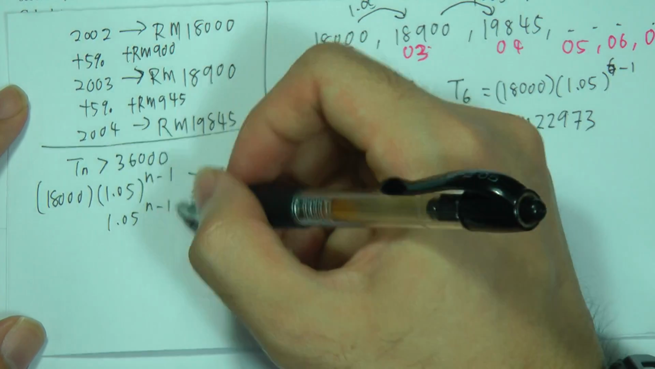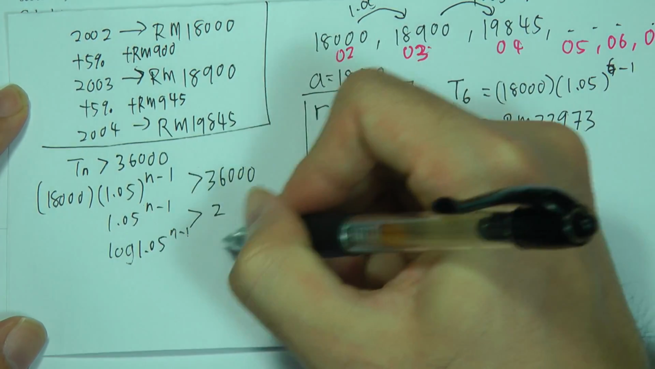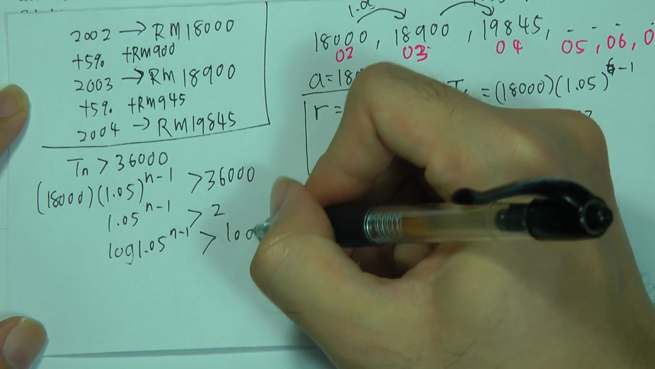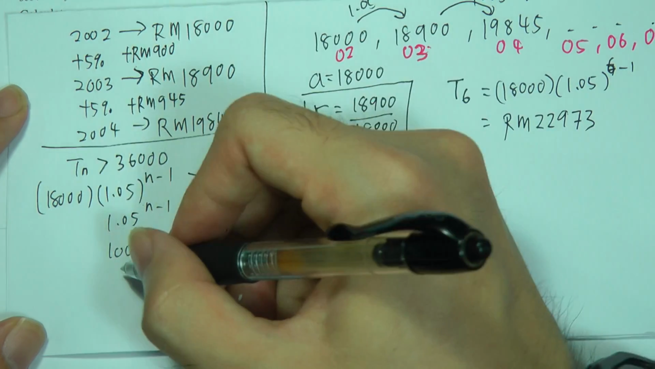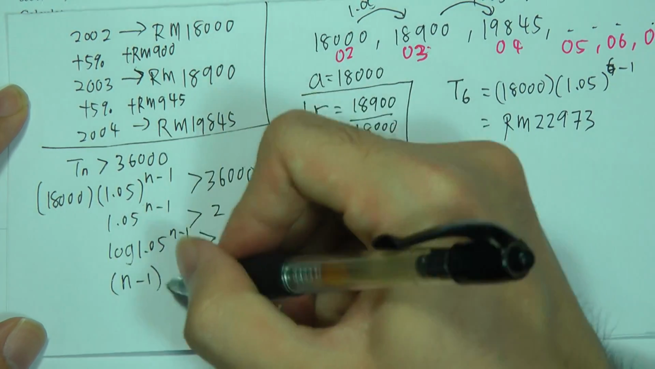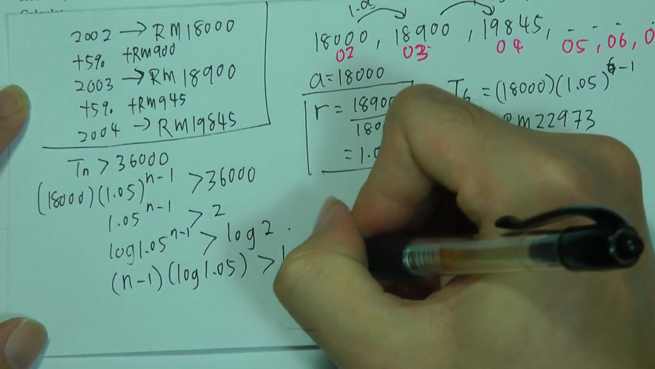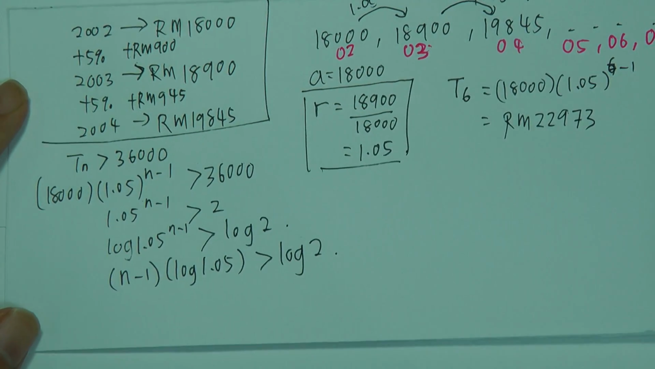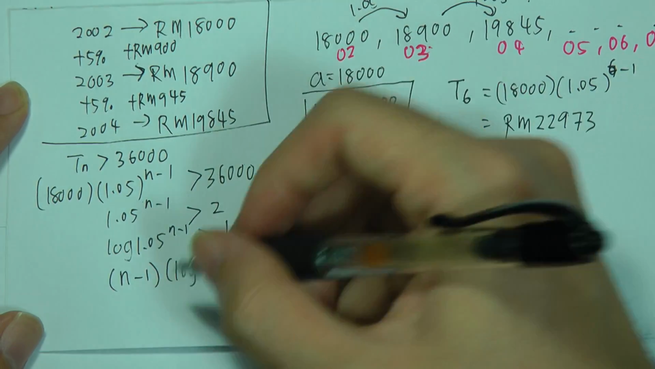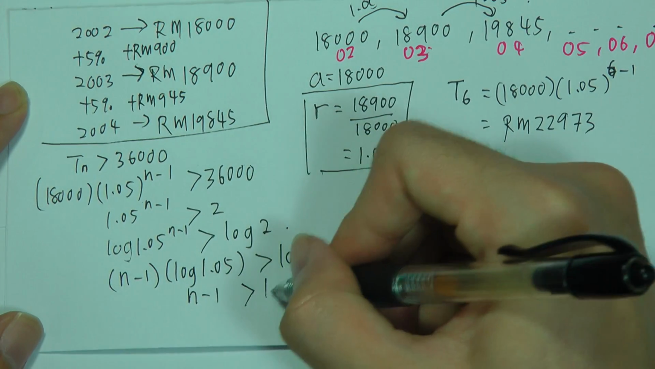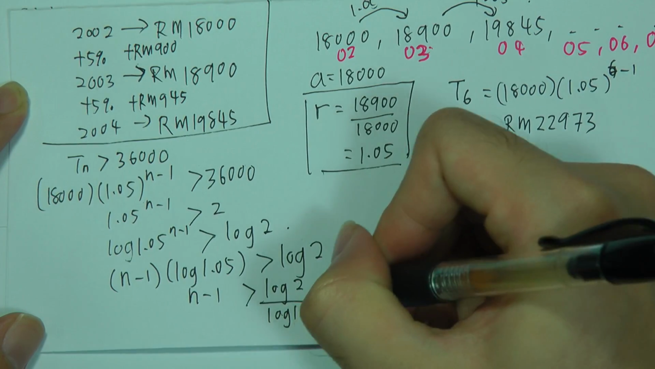And then log tell us this one, add log for both sides. So log 1.05 to the power n minus 1 will be bigger than log 2. So n minus 1 I move over there, so I can get n minus 1 multiply log 1.05 will be bigger than log 2. So I just solve this one by moving the log 1.05 to the other side, multiply will become divide, so n minus 1 will become log 2 divided by log 1.05.